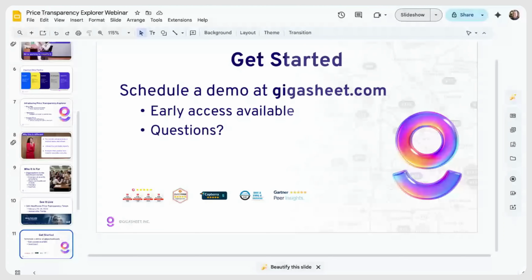Let's see. I'll head over to the Q&A panel now to see if there are questions. So one of the questions is, can payer files be uploaded into the Price Transparency Explorer to read the data? Hopefully that was somewhat answered, but I'll answer it explicitly. Yes. So all the data we looked at is from payer data.